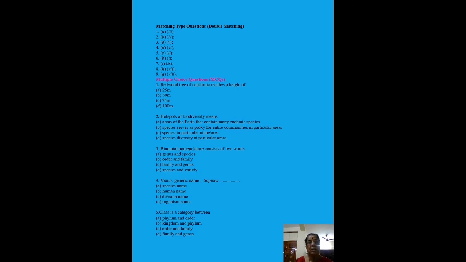Okay, then hotspots of diversity means areas of earth that contain many endemic species. Is the answer. Areas of earth that contain many endemic species. Note the answer. Then binomial nomenclature consists of two words, genus and species. Answer, genus and species.